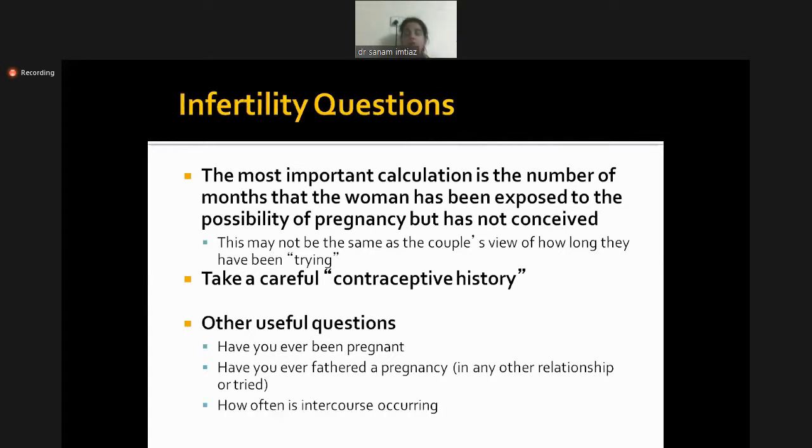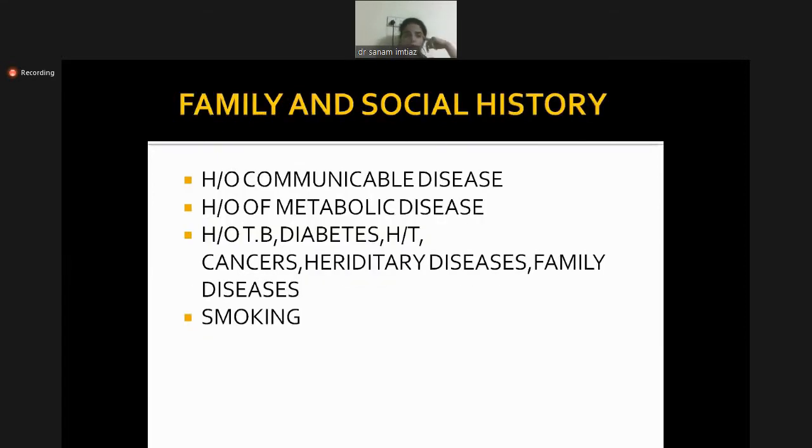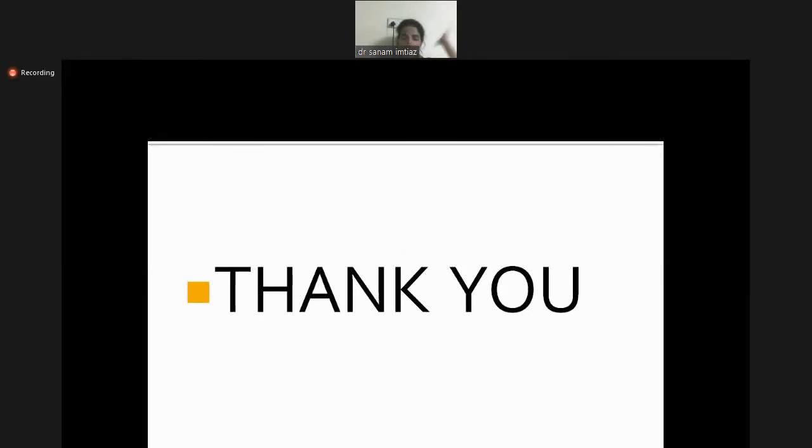And the frequency of intercourse is very important again. And if there are any problems related to intercourse like dyspareunia, premature ejaculation, or anything of that sort. Then family and social history, like history of communicable disease in the family. If somebody's got TB, the chances of pelvic TB are higher. History of metabolic diseases, endocrinology, diabetes, all these things. Polycystic ovarian syndrome can run in families as well. Cancers, other hereditary diseases, smoking. Yeah, that's about it. So we're done with the gynae history.